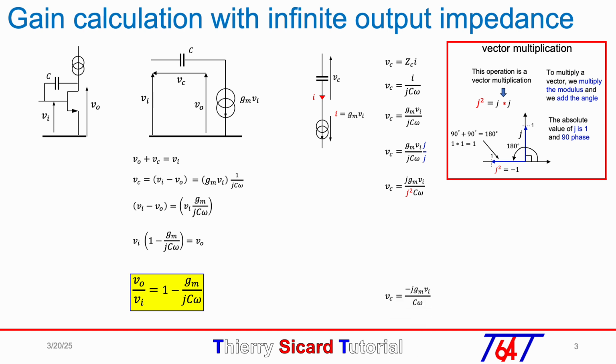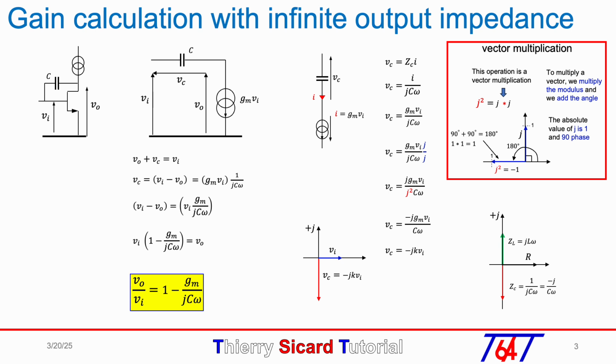Vc equals minus j gm Vi over Cω, is proportional to Vin, and its phase of 90 degrees is directed in the negative direction as shown in the diagram. On the right, I have represented the impedance of the inductor ZL, the resistor R, and the impedance of the capacitor Zc in the complex plane.